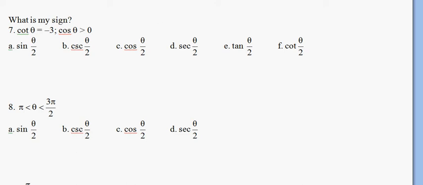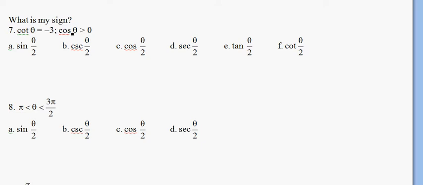Okay, in these examples here, we're just going to try to determine what is the sign, SIGN, of each of these half angle values. We're not actually going to calculate them, but we're just going to discuss is it positive or negative. So our first example, we have cotangent is essentially negative. That's all I care about.